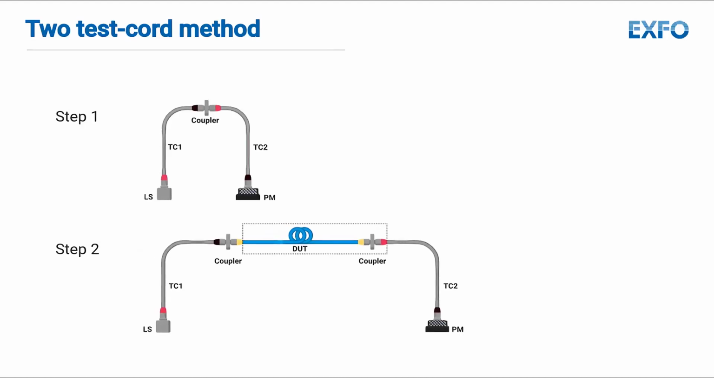Next, disconnect test cord 1 from test cord 2 and connect to the link to be tested. Using the two-cord method will provide optimistic results since connectors will show variability, and this is inevitable. Variability will then translate into measurement uncertainty.